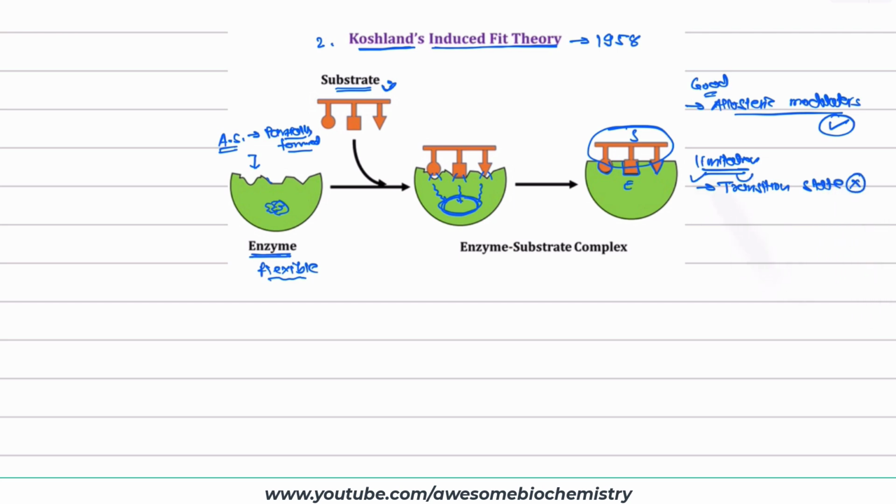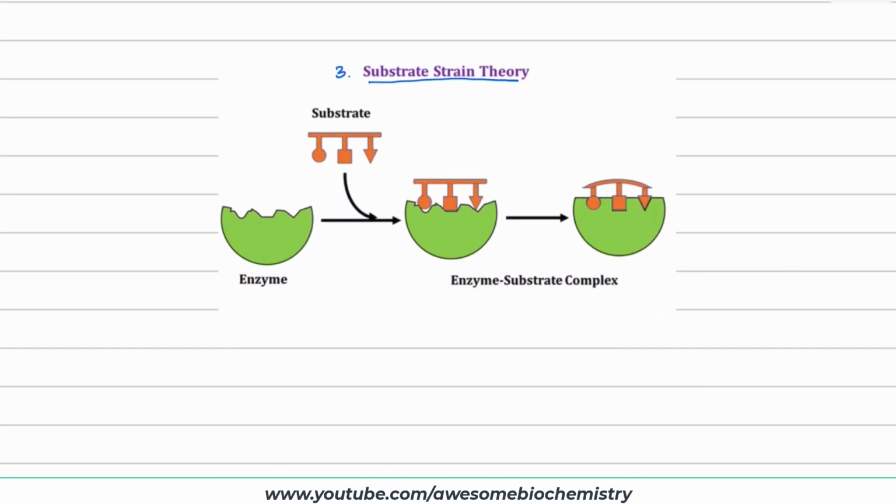So to address this limitation, a third theory was introduced, and that is the substrate strain theory. According to this theory, what happens? Enzymes are flexible. Its active site is not fully formed, rather the active site is partially formed. So just like our previous theory, Koshland's induced fit theory, here also enzymes are flexible and the active site is partially formed. To this active site, the substrate binds.